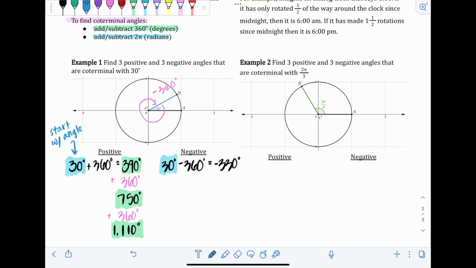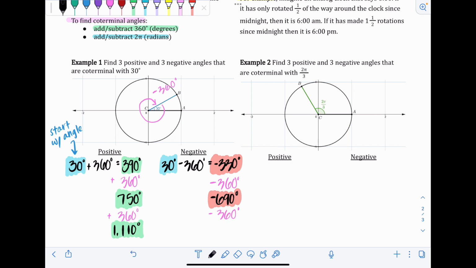So 30 minus 360 is negative 330, so that's going to be one of the angles that's coterminal. It'll be one of the negative ones. And then we just have to keep subtracting 360 to continue to find more negative ones. So it'd be negative 330, and then minus 360 is negative 690. So negative 690 degrees, that's going to be our second negative coterminal. And then we need to just subtract 360 again. So we'll do minus 360 degrees again.